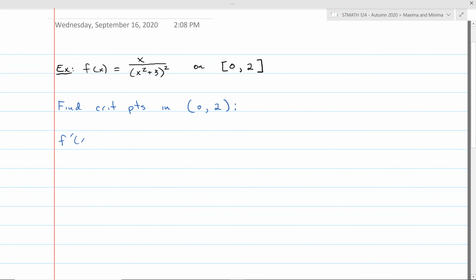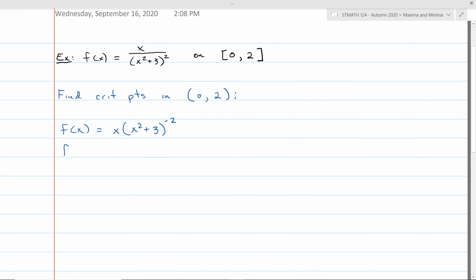So f prime of x. Sometimes I don't really like to use the quotient rule because it's a little messy. So what I could do instead is to take the original function and write it as x times (x squared plus 3) to the negative 2. So instead of using the quotient rule to do the derivative, I'll do the product rule instead, which I always find a little bit easier.